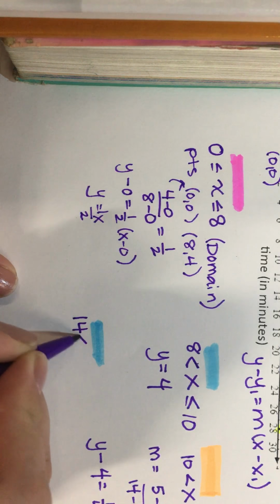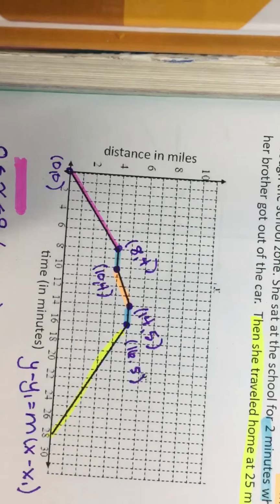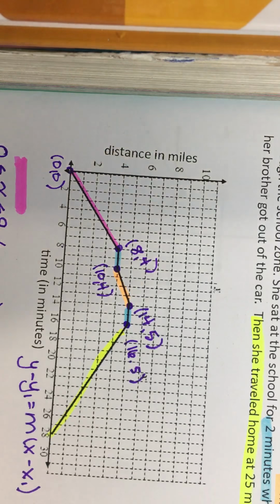My last line is yellow. Try to do that just down here. She traveled home 25 miles per hour. So we've got 2 points. I already labeled one, 16, 5, and then this one is 28, 0, because she's 0 away from home. And I hope you notice that here she's going positive slope, right? She's getting farther and farther away from home. Now she's getting closer and closer and closer to home. So we should have a negative slope this time.